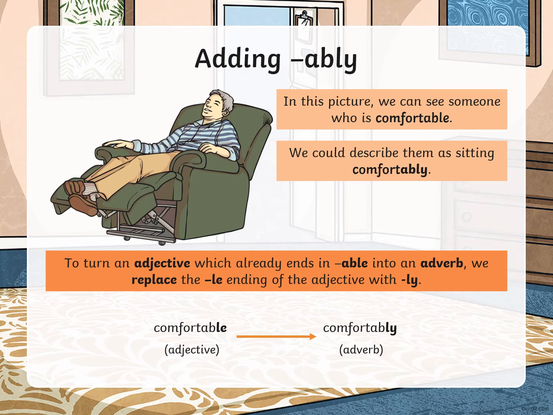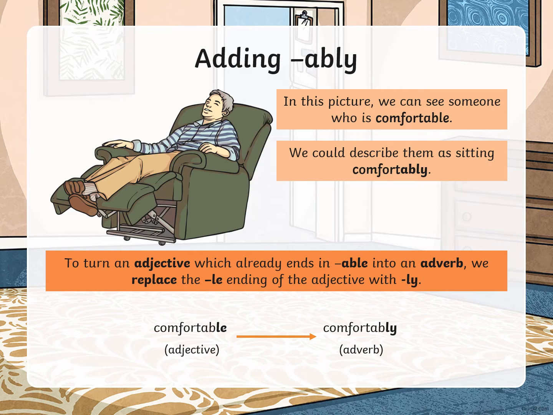So in this picture, you can see a man sitting back in the chair. We can see someone who is comfortable, so we would describe them as sitting comfortably.